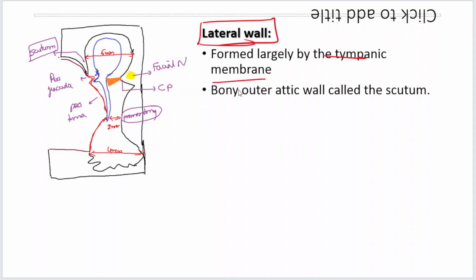Now coming to the lateral wall of the middle ear. The lateral wall is formed largely by the tympanic membrane. The bony outer attic wall is called the scutum. We have talked about this before. Let me just put this in perspective again.